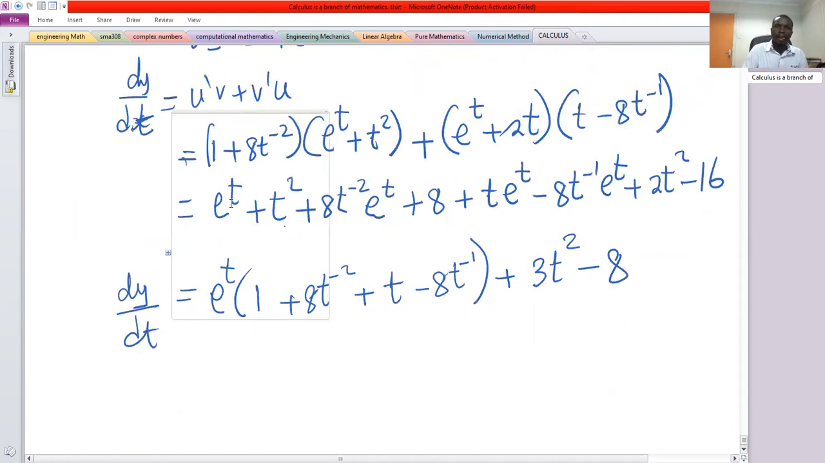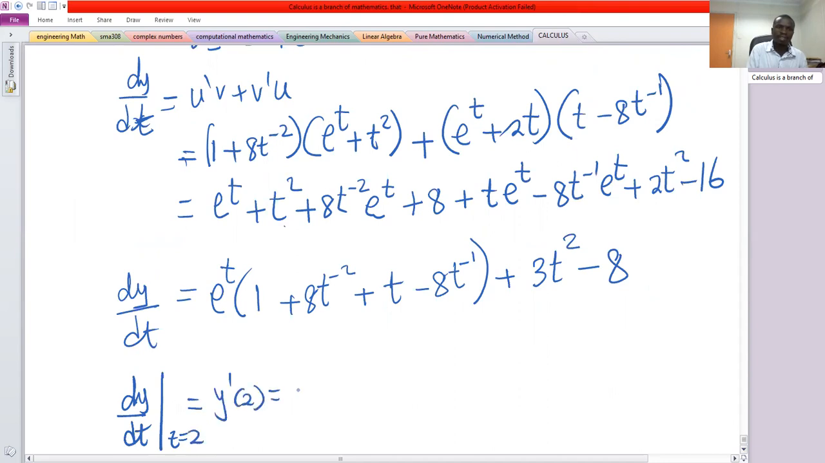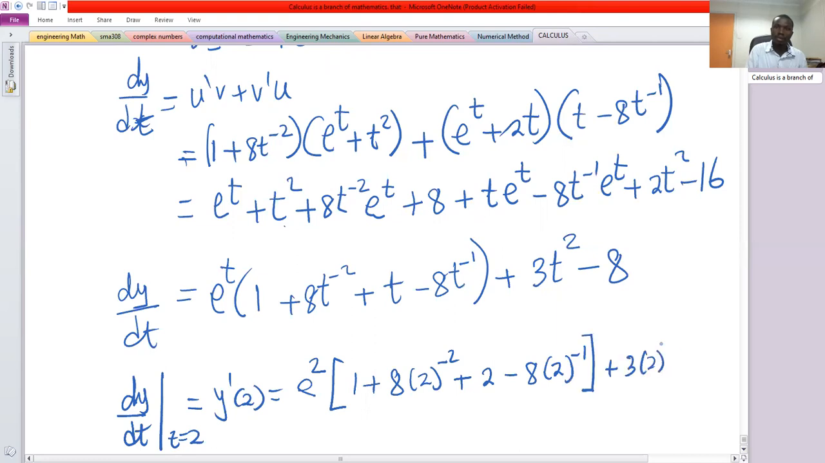So when you say dy/dt at t equals 2, same as y prime at 2, we'll have e raised to power 2 into 1 plus 8 times 2 to the minus 2, plus 2 minus 8 times 2 raised to power minus 1, plus 3 times 2 squared, minus 8.